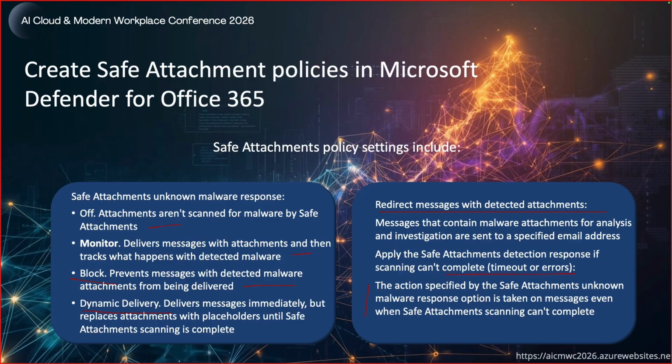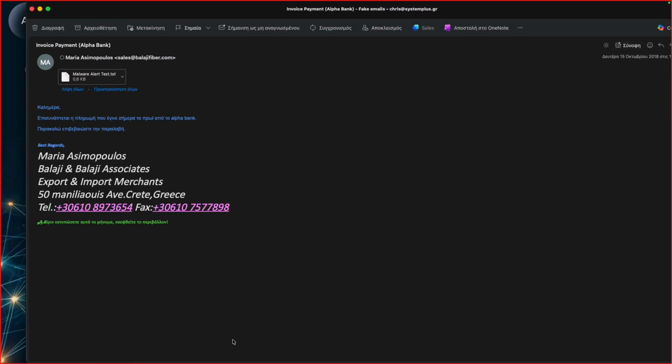In any case, what the end user will see with a safe attachment policy is this. Let me find a sample message here. It's something like this. Okay, I'm sure that everybody receives email messages like this one. Okay, so invoice payment from Alpha Bank. Alpha Bank is a Greek bank anyway. Okay, from an actually fake email address, a malicious email address. Good morning, this is the payment that you did this morning from Alpha Bank. Please confirm the delivery of the payment and things like that.